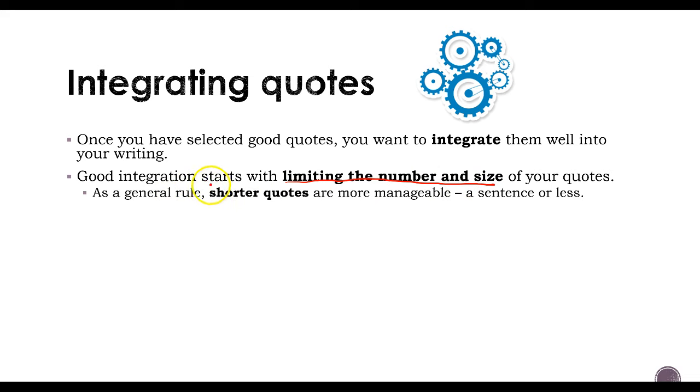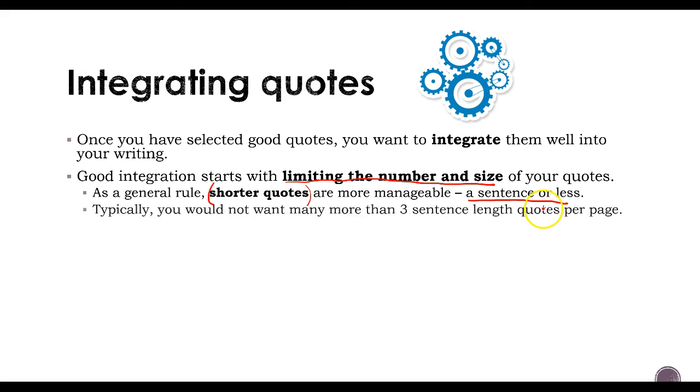As a general rule, shorter quotes are usually more manageable, like a sentence or less. I find that when a quote gets to be longer than a sentence or two, when you bring it into the essay, it's really hard to handle that entire quote afterwards, or because the quote might cover several different points. So usually shorter quotes are much better. I usually tell people a sentence or less.